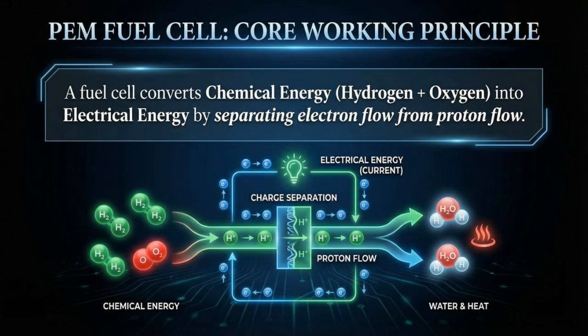We will walk through the step-by-step operation of a PEM fuel cell, beginning with a single cell and then scaling up to a full stack, while focusing on key elements such as hydrogen, oxygen, platinum, sulfonic acid groups, electrons, protons, water, and heat.